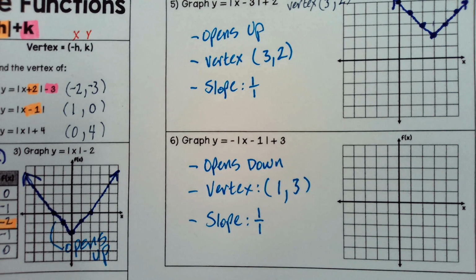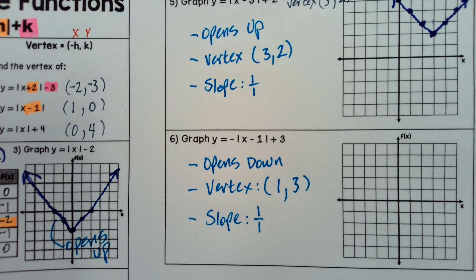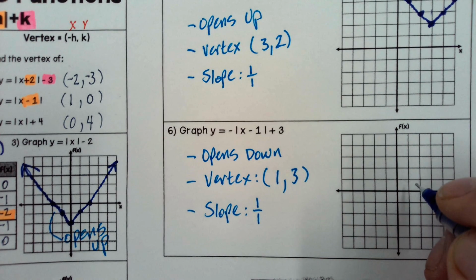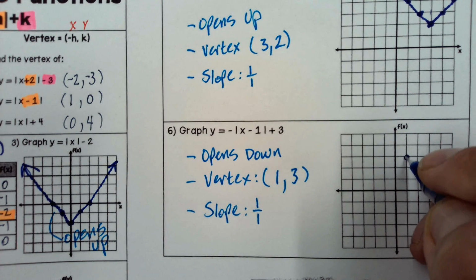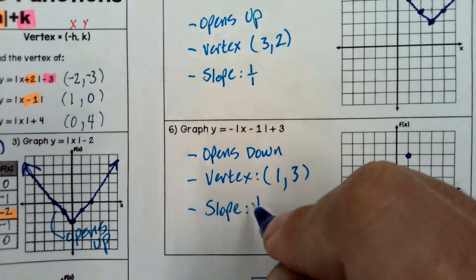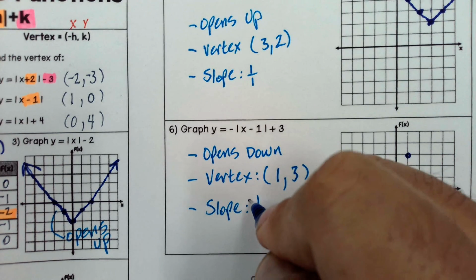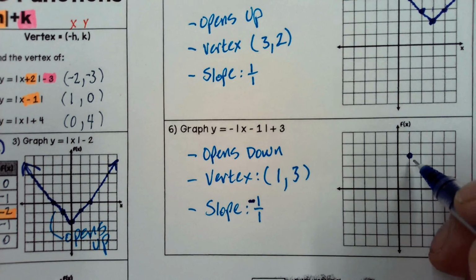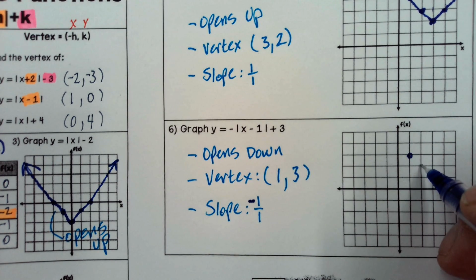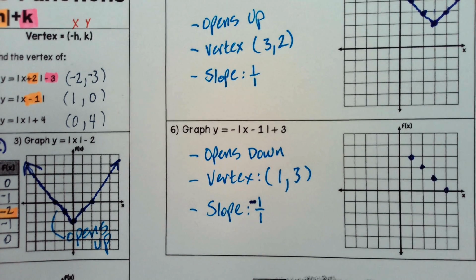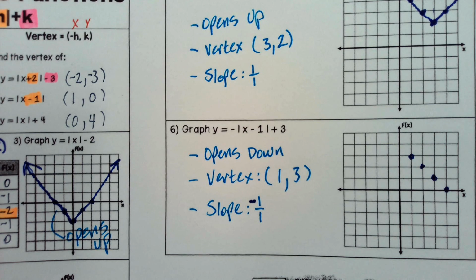Okay? So here we go. Let's find 1, 3. 1 over and 3 up. And we want this to open down. So if we want it to open down, why don't we make it negative 1 over 1? Remember, we want this to open down. So we can kind of count the sign as the absolute value like that.